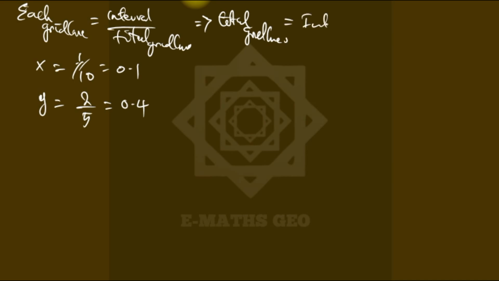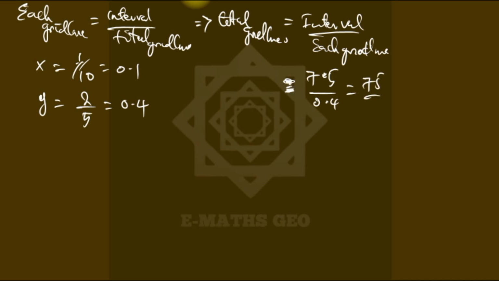it is the interval over each grid line. So for y now, since I'm looking for 7 points, the interval now is 7 points. Remember, negative is just the direction. Negative shows it goes down. Over each grid line is 0.4. Yes. So let's find how many grid lines will give us 7.5. So this is 75 over 4.